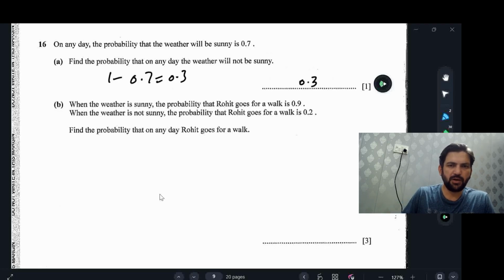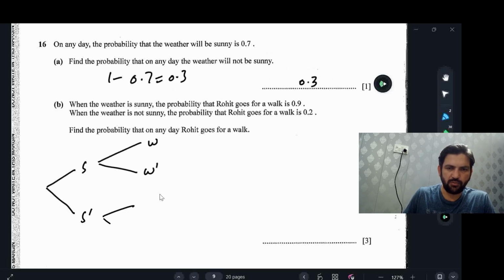Let's move to the B part. When the weather is sunny, the probability that Rohit goes for a walk is 0.9. So let's make a probability tree diagram. We know that we have two choices, whether it's sunny or not sunny. Then the other is walk and not walk. Then we can say walk and not walk.